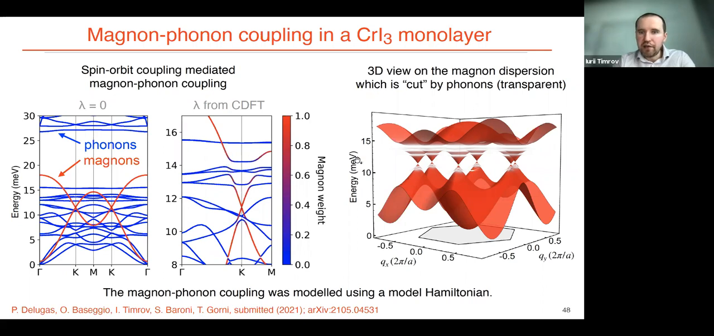dispersion. And if you visualize it in 3 dimensions, you see this red surface is the magnon dispersion, which is cut by phonons. So you can see that you can do really very advanced studies using all these tools available in Quantum Espresso, such as computation of phonons, and also different spectroscopies for computing magnons, plasmons, and many more.